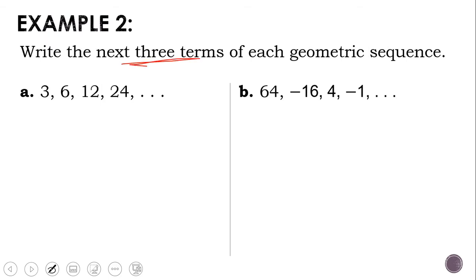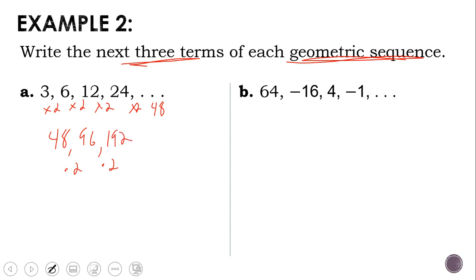Write the next 3 terms in a geometric sequence. So you want to think about what the relationship is here. So 3, 6, 12, 24. Obviously, we're multiplying by 2 each time. So if you want to write the next 3 terms here, 24 times 2 would get me 48. At 48, if I multiply that times 2, I'm going to get 96. If I multiply that times 2, I'm going to get 192. Your common ratio here was just 2.